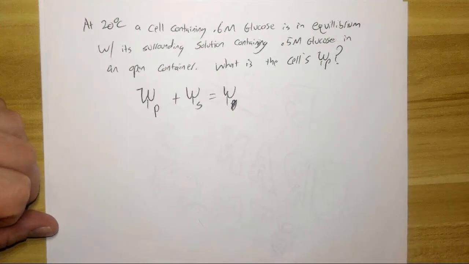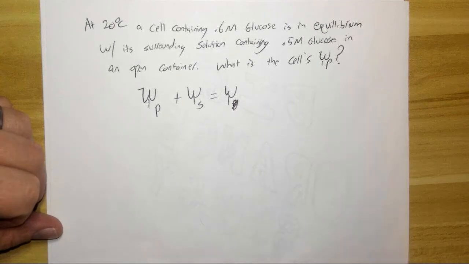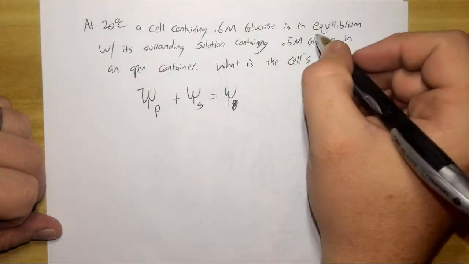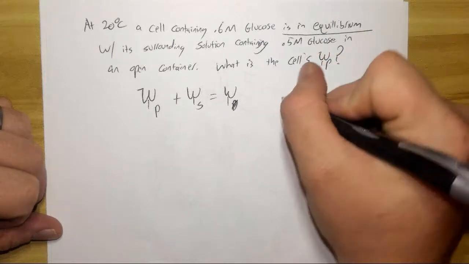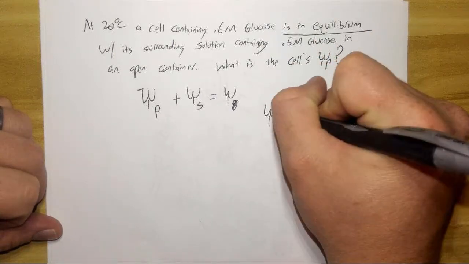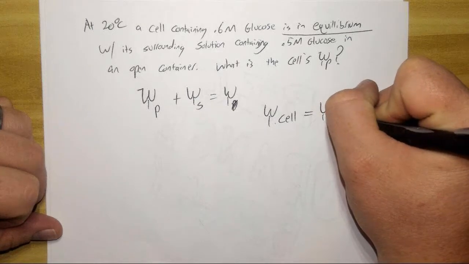Now you're going to go, Mr. Jennings, okay, we got some stuff here, but nothing really relevant. So what are we going to do? Well, you need to do this a couple times here. See, the key word is the cell's in equilibrium. That means it's at balance. That means the water potential of the cell is equal to the water potential of the solution.